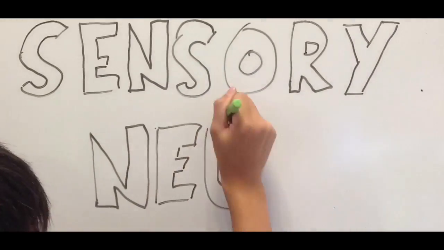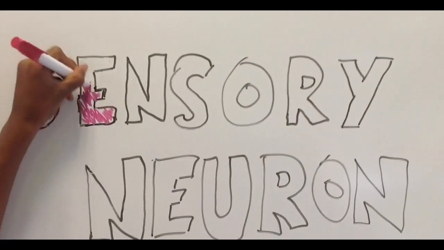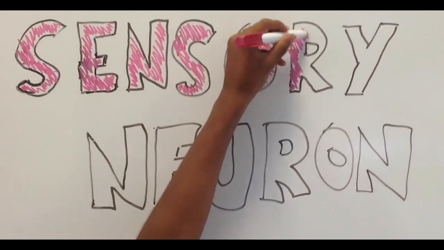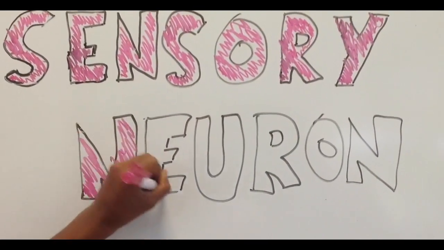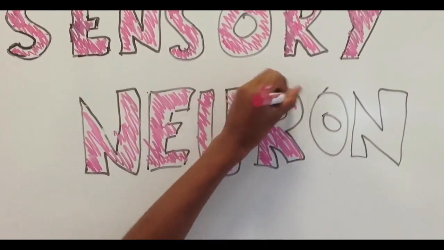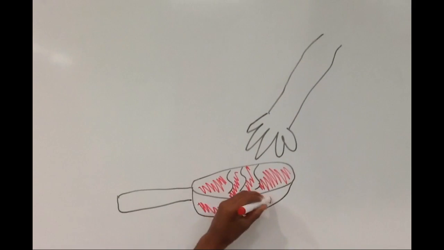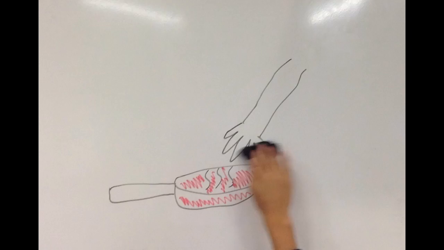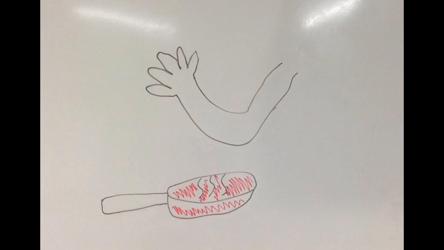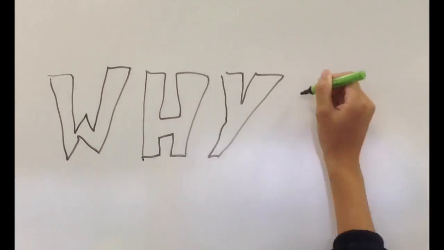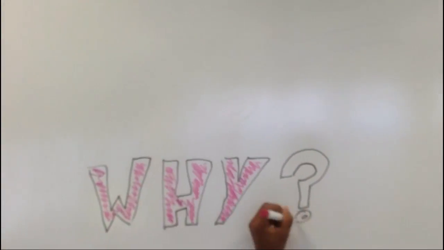Sensory neurons are nerve cells within the nervous system which are responsible for converting external stimuli into internal electrical impulses. For example, when your hand touches a hot pan, your first reaction is to lift it away. Why is this?